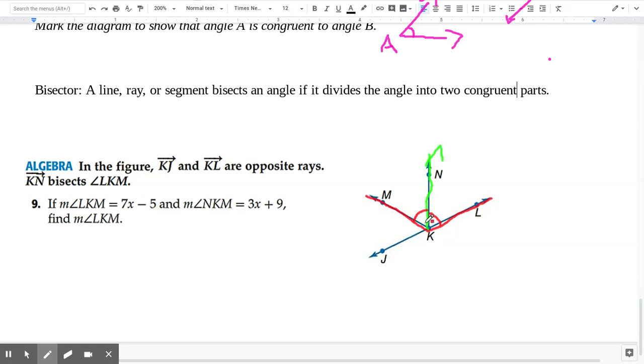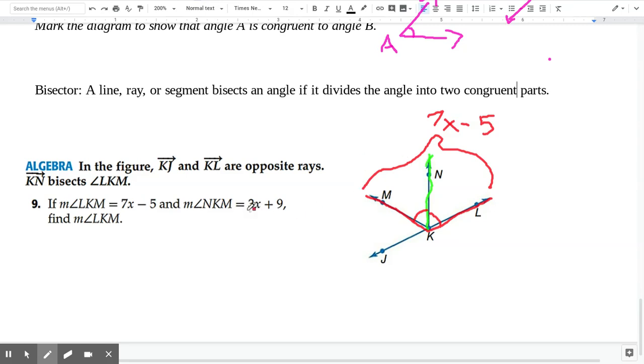That is all a bisector does. It cuts an angle into two equal parts. Okay, so for this particular example, we know that the measure of angle LKM, which is the big red angle, has a measurement of 7x minus 5. So because that's a bigger angle with two smaller angles in between, we should show that measurement going across that span. So we can show that the entire span here is 7x minus 5.